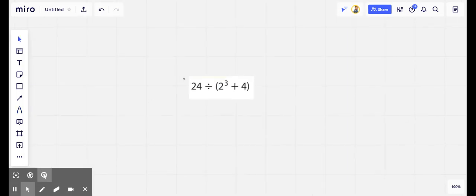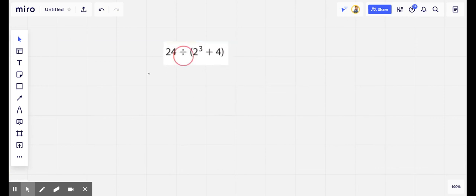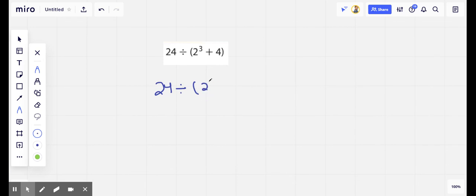All right, here's an example we're going to work together. This guy over here. It has it written, but I'm going to write it out. So 24 divided by, and then we have 2 cubed plus 4 in parentheses. Okay, so order of operations, I'm going to write our PEMDAS over here. All right, so we have to do parentheses first. Okay, there's parentheses, and then next is exponent.